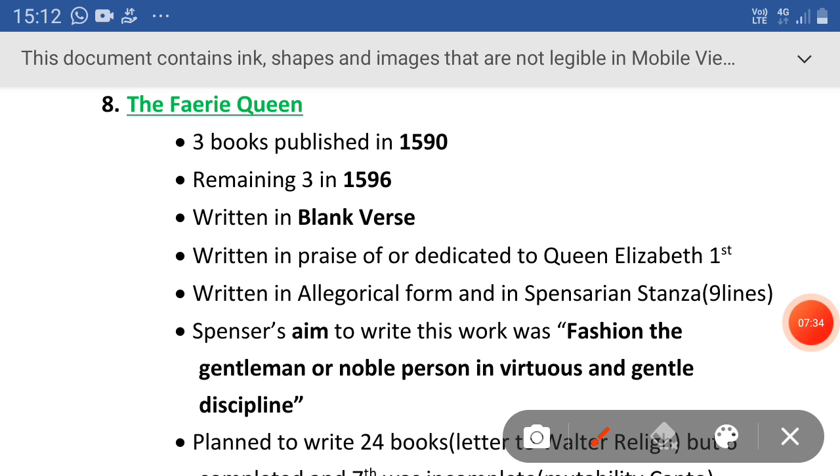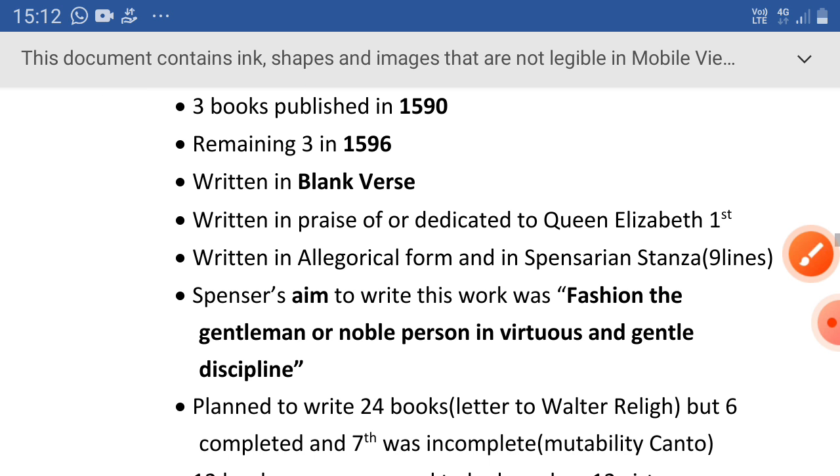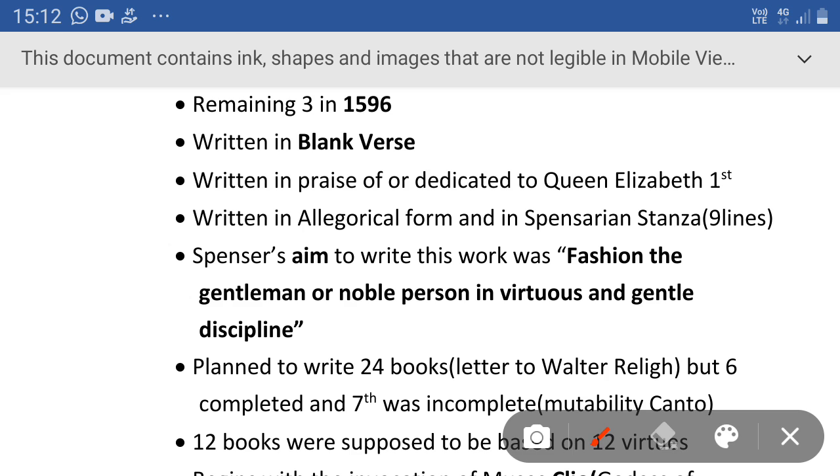So there are six books in Fairy Queen. The first three books were published in 1590, and the remaining three books were published in 1596. So it is very important to remember the year of the publication of Fairy Queen. Another point is it was written in blank verse, and it was written in praise of and dedicated to Queen Elizabeth.